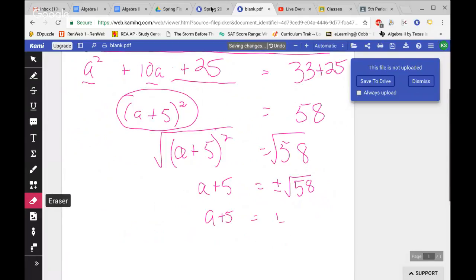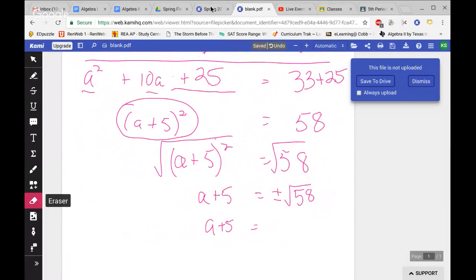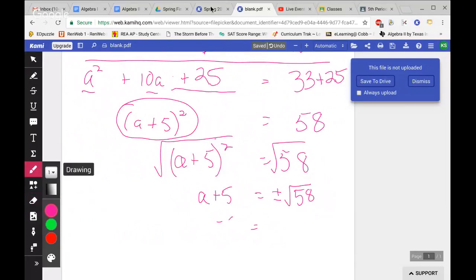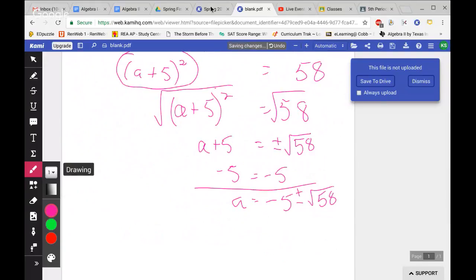Is that correct? Yes. Okay. So you would subtract 5 from both sides, and then that's going to give you a equals -5 plus or minus the square root of 58. So you didn't have to simplify it at all. Once again, there's that plus or minus, Lily, and you can write it out so you can see both answers if you want to.